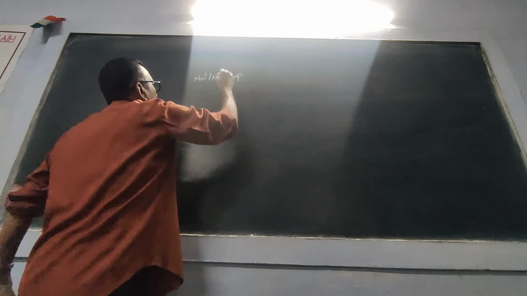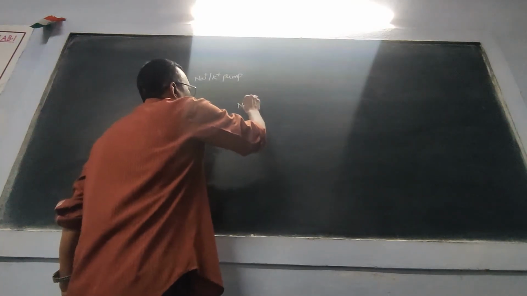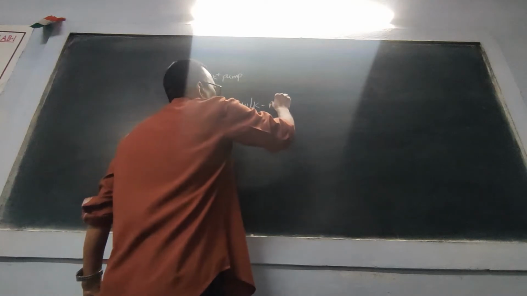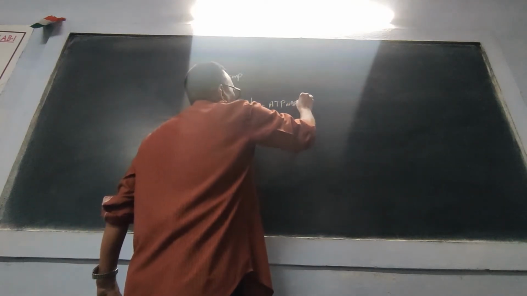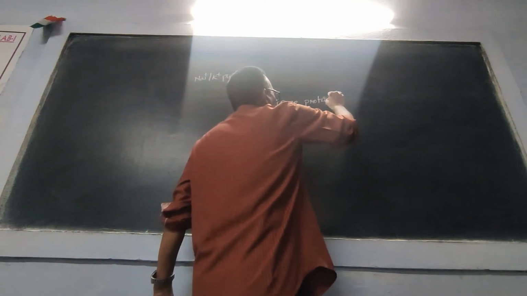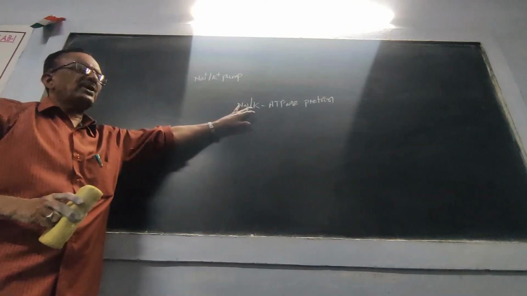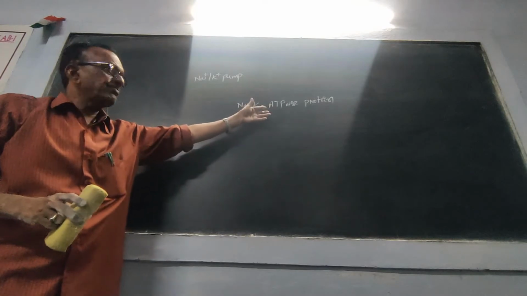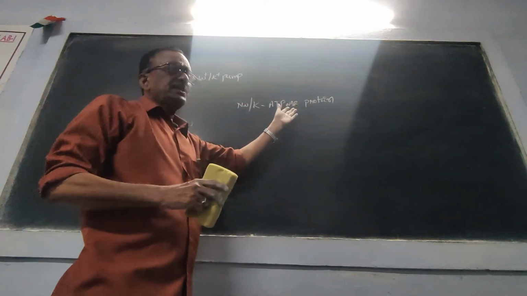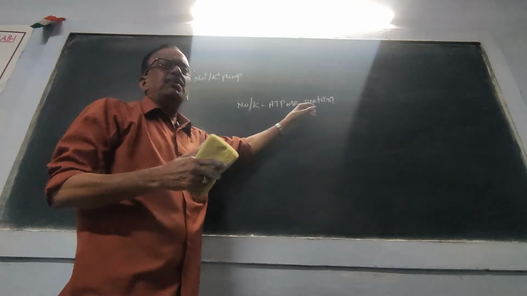So we have here the sodium potassium pump. It is also called sodium potassium ATPase. It is one form of protein. ATPase, adenosine triphosphatase, is an enzyme. What is an enzyme? It is nothing but a protein. What is a protein? A group of amino acids; they will form a protein.